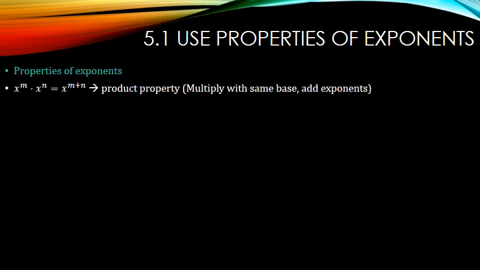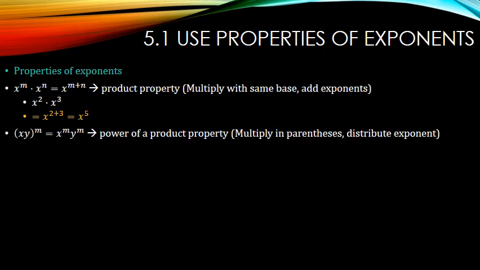So, some properties of exponents. When you multiply with the same base, add the exponents. That's the product property. For example, x squared times x cubed is x raised to the 2 plus 3, because they're multiplying the same base. We add the exponents, and we get x to the 5th.